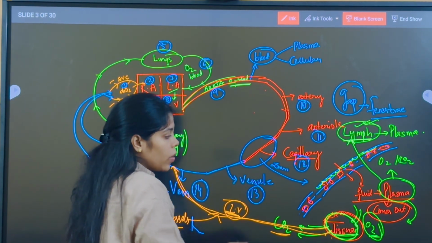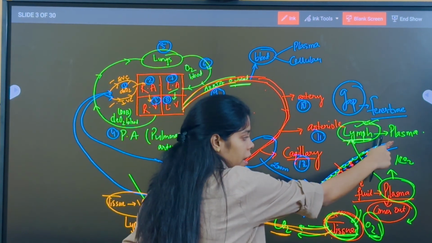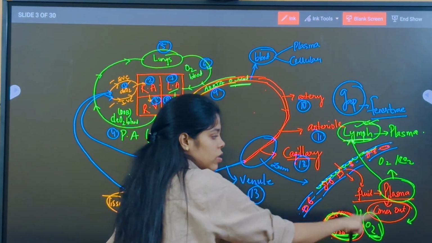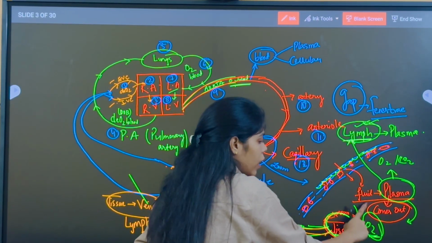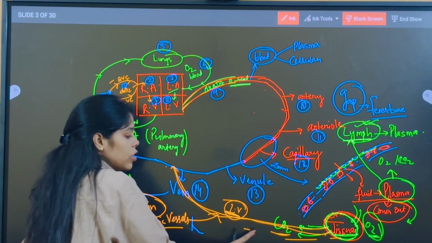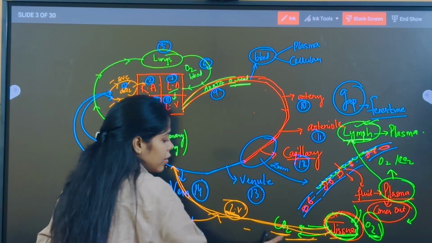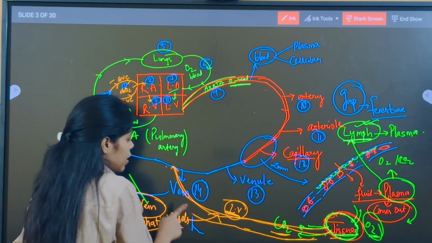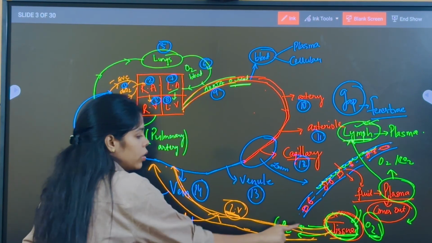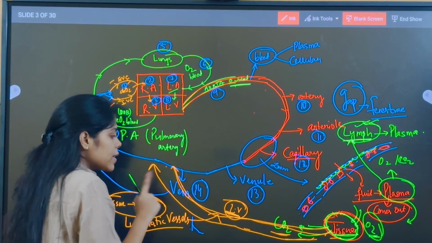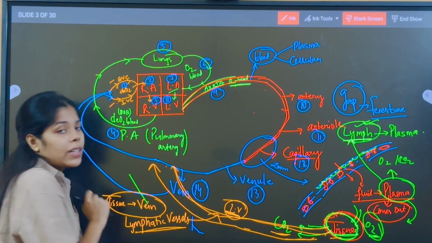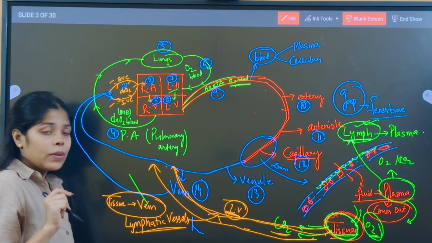तो यहाँ पे क्या हुआ? हम लोग का लिम्फ था, प्लाज्मा है, इसमें प्लाज्मा से एक्सचेंज हुआ. एक्सचेंज होते ही जो ऑक्सीजन ले लिया, कार्बन डाइऑक्साइड जा रहा है. कार्बन डाइऑक्साइड जाएगा टिश्यू से वेन पे. तो ये जो टिश्यू से वेन पे जा रहा है, ये किसके थ्रू जा रहा है? लिम्फेटिक वेसल के थ्रू जा रहा है. आई होप यहाँ तक क्लियर हो.